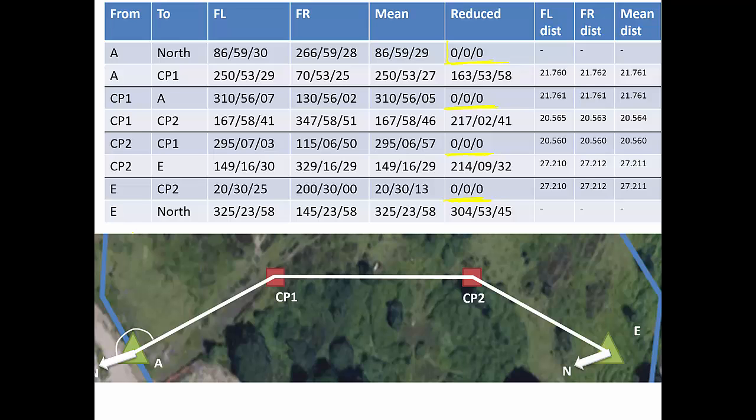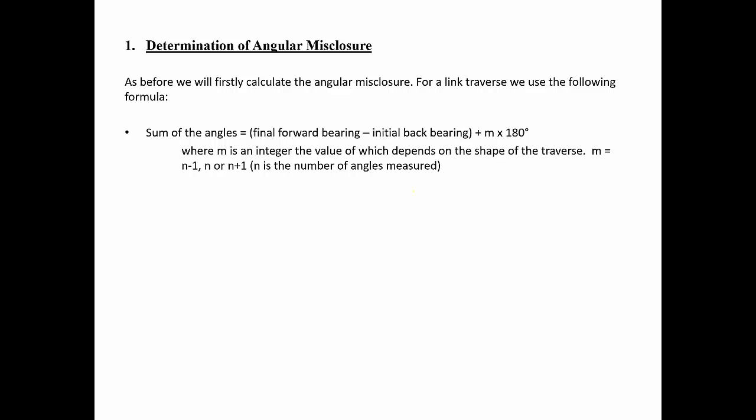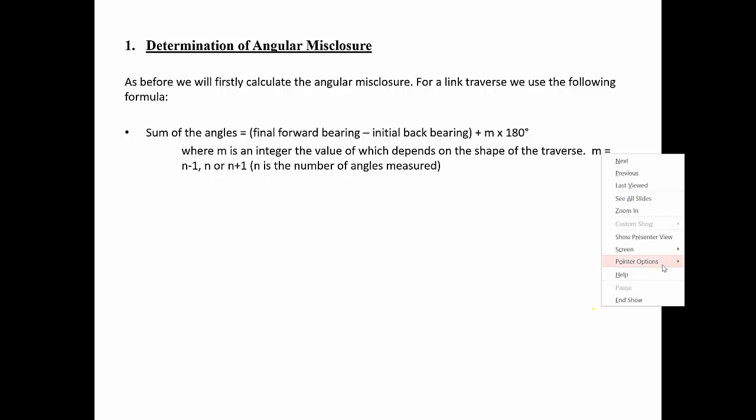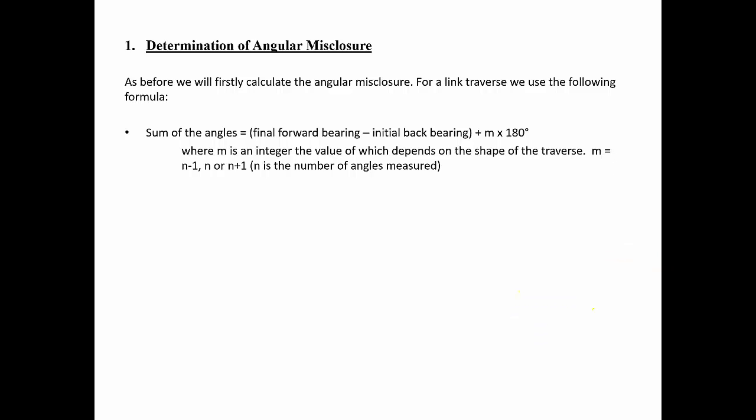If you're at all confused about this, pause the video, watch it again, and then do the calculations yourselves to satisfy yourself that you know how to calculate the mean and the reduced angles. Now we need to calculate the misclosure. The sum of the angles should equal the final forward bearing minus the initial back bearing, plus m times 180.